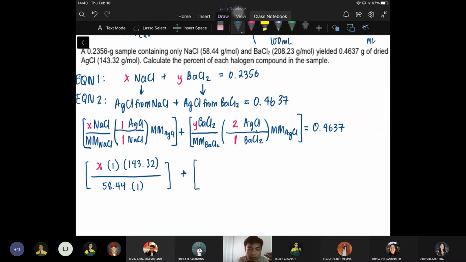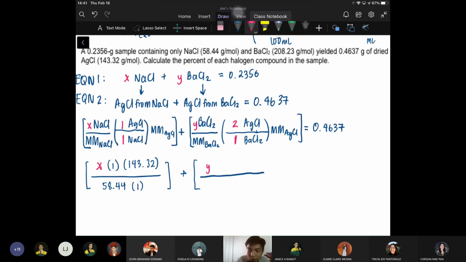So, ano po yung ginawa ko dito? Ang ginawa ko lang is yung mga molar mass, plinug in ko lang. Okay? Wala akong ginawang magic. No? So, ito mga molar mass, plinug in ko yung values. No? So, ito yung mga nasa numerator. Ito yung nasa denominator. So, ganun din gawin natin dito sa kabila.